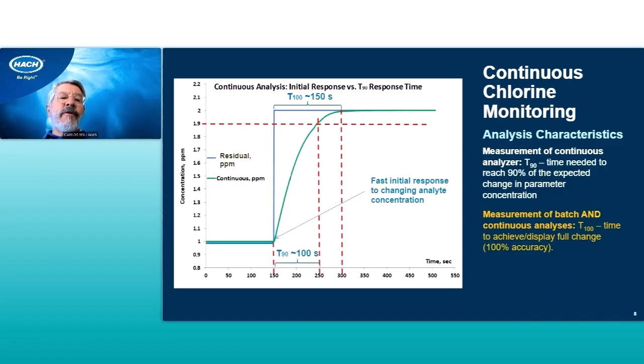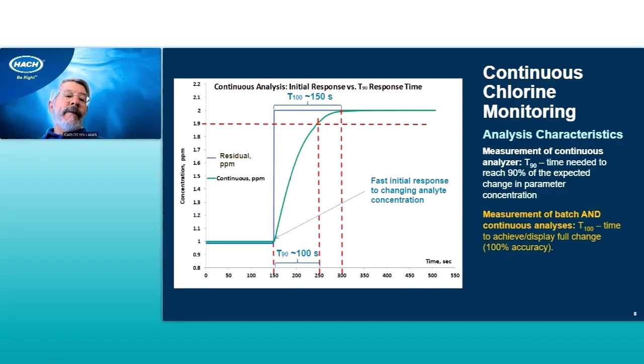To dive a little bit deeper into this idea, we're looking at a T90 and a T100. The T90 is the time that's needed to reach 90% of the expected change in the parameter concentration, and the T100 is what it takes to get to 100% fidelity for measuring the real concentration 100% accurately.